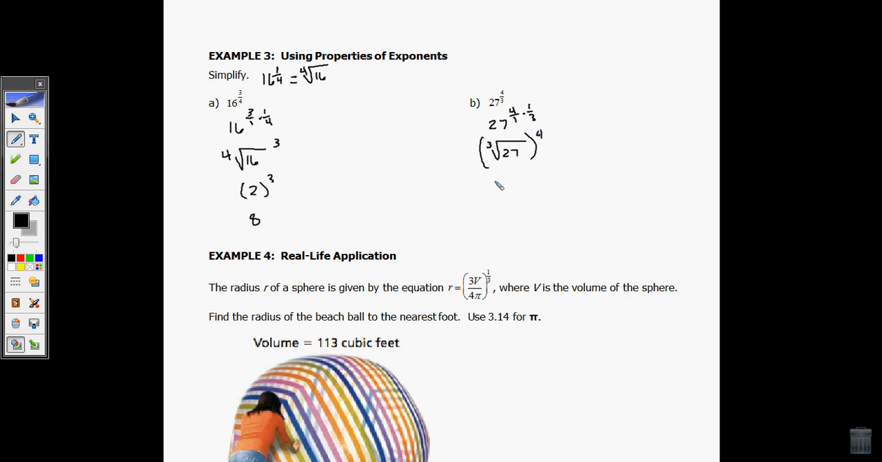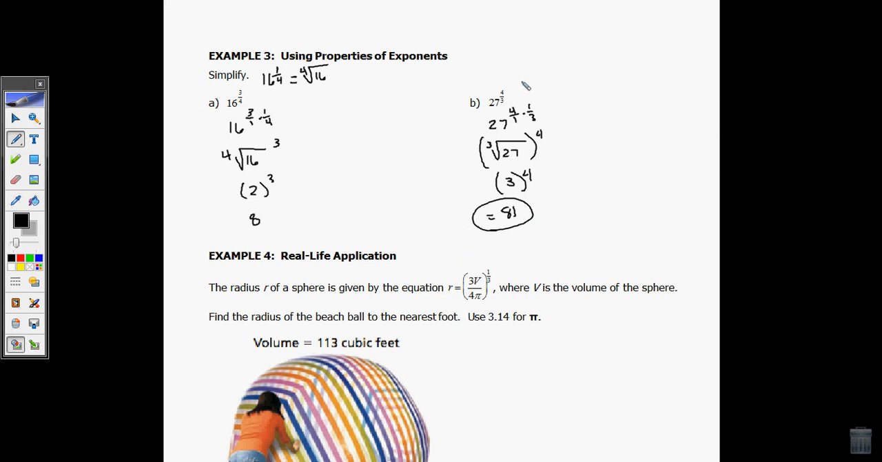So let's first worry about the cubed root of 27, a number that multiplies itself 3 times to equal 27. Well, 3 times 3 is 9, times 3 is 27, so the cubed root of 27 is 3. That still needs to be raised to the 4th power. So 3 times 3 is 9, times 3 is 27, times 3 is 81. So 3 to the 4th is 81. And that is my solution here.